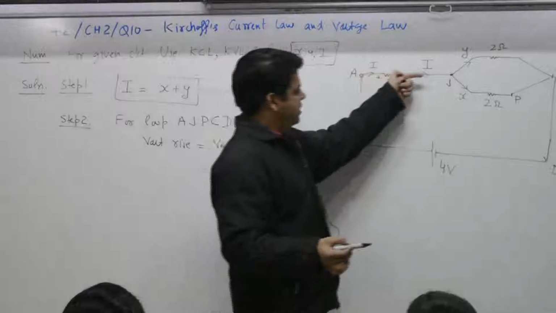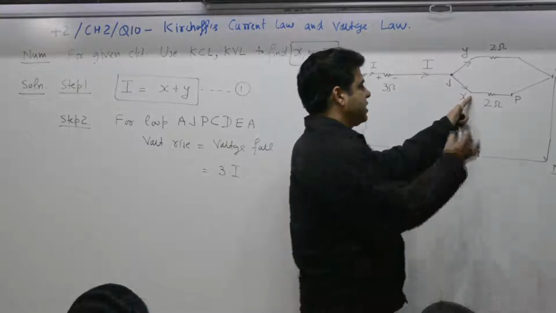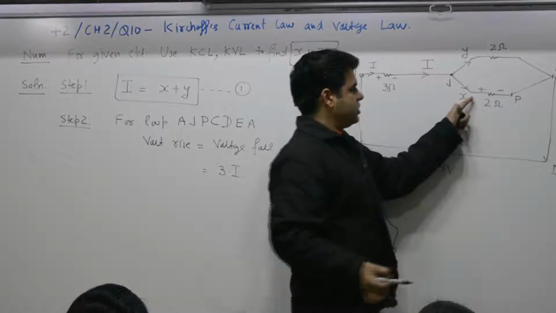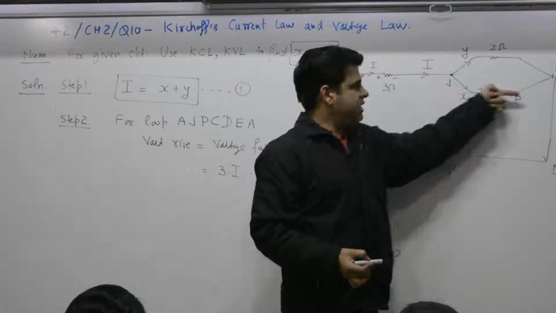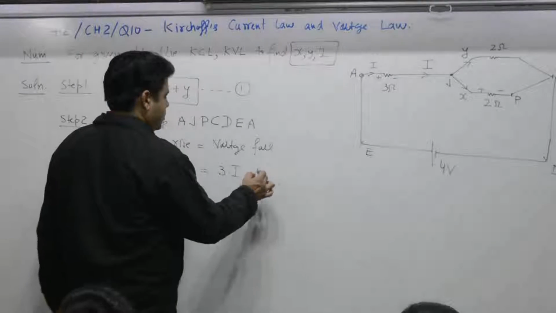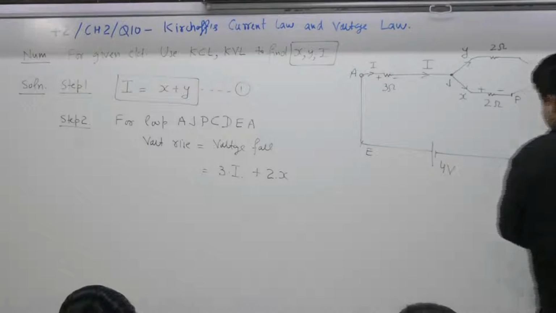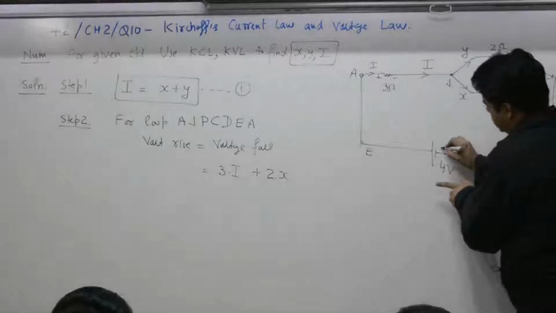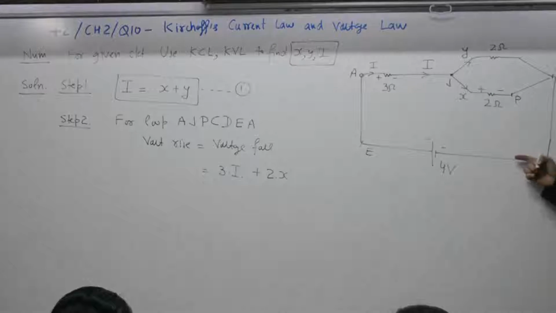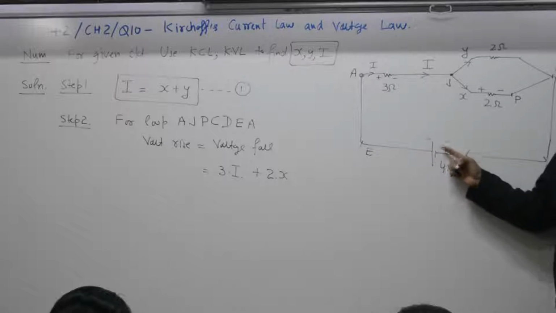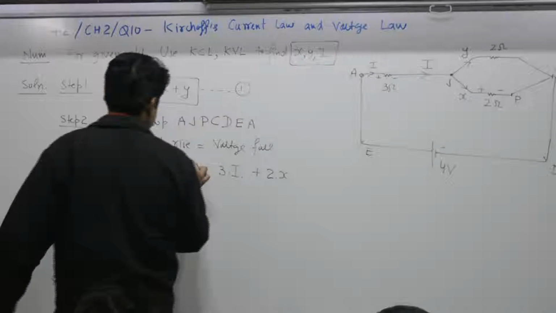Then you move further, J to this point. Current flowing is how much? X. Current flows from high potential to low potential. 2 into X. Rise or fall? Fall. If you are moving in this direction, it is fall. How much? 2X. Then you move to P, C, D. Then again, this point is low potential. Negative terminal of the battery is always low. Positive is high. Now it is rise or fall? Rise. Negative then positive. It is rise. How much? 4.